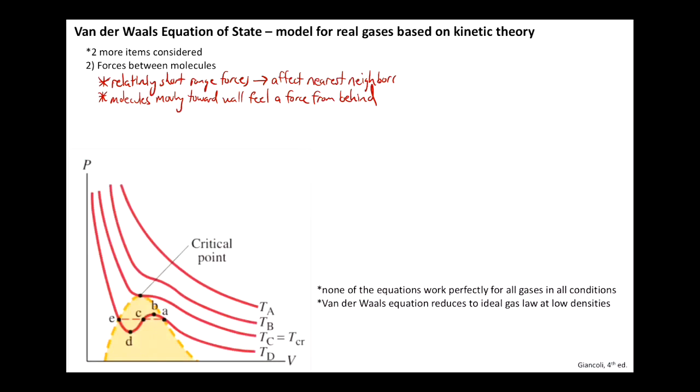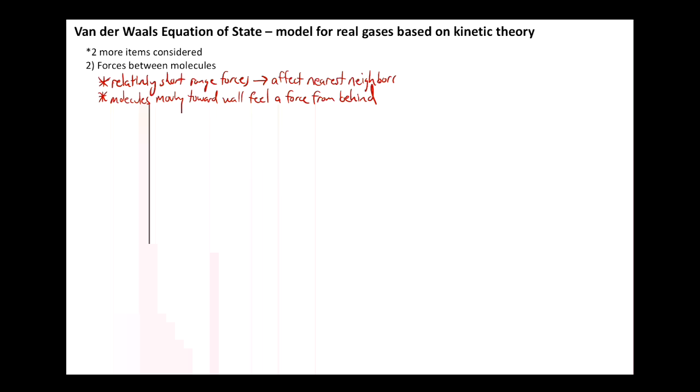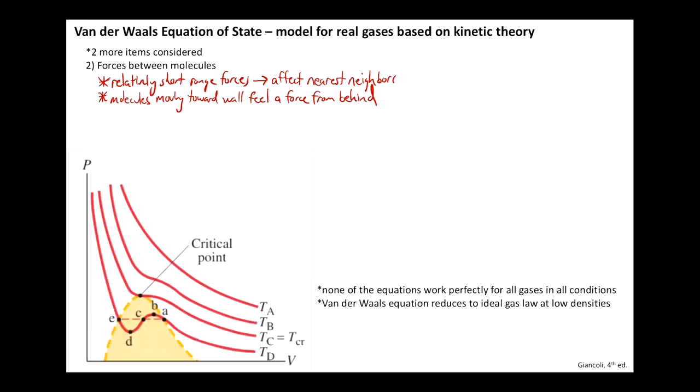Which means the force it exerts on the wall is going to be a little less than expected. And if I sum that up over everything, that means the pressure on the walls of the container is going to be a little bit less than expected, okay? So we could say that molecules moving toward a wall feel a force from behind. This decreases the force and therefore the pressure.